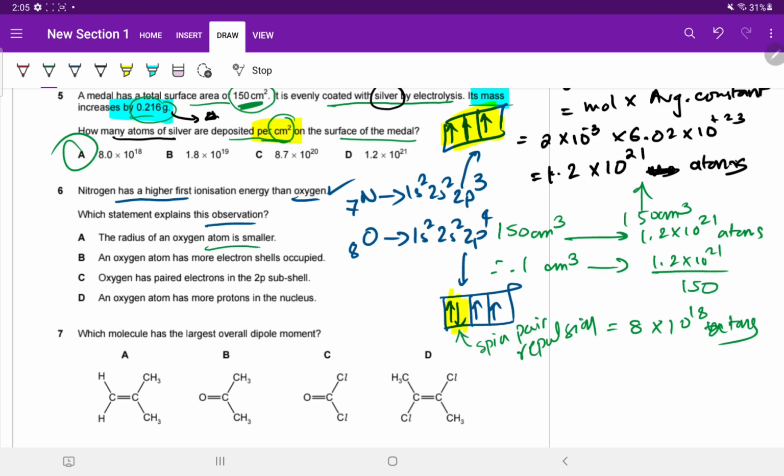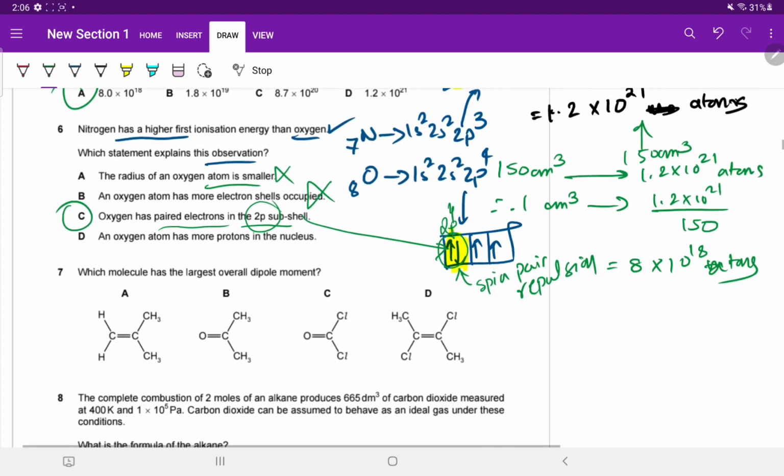The radius of the oxygen atom is smaller. No, this is not a correct reason. That will mean that the ionization energy shall be higher in oxygen, which is not the case. Next option, it says oxygen atom has more electron shells occupied. This is wrong because they have the same number of shells because they are in the same period. Oxygen has paired electrons in the 2p subshell. Yes, this is correct. As you can see in the 2p4 we have one paired electron which causes it to experience spin pair repulsion. So the option C is correct.